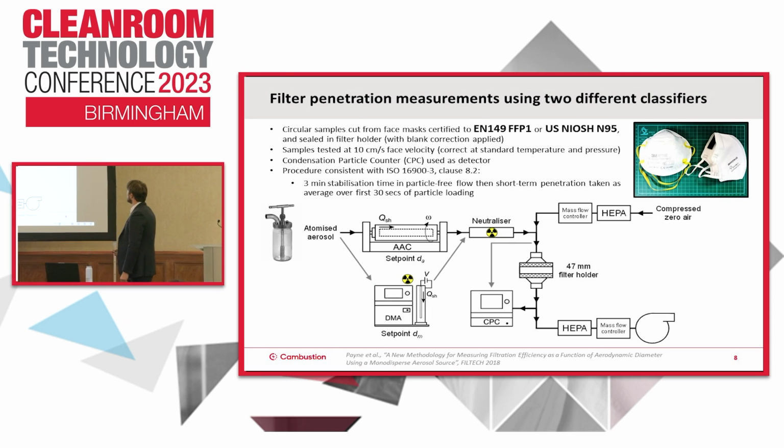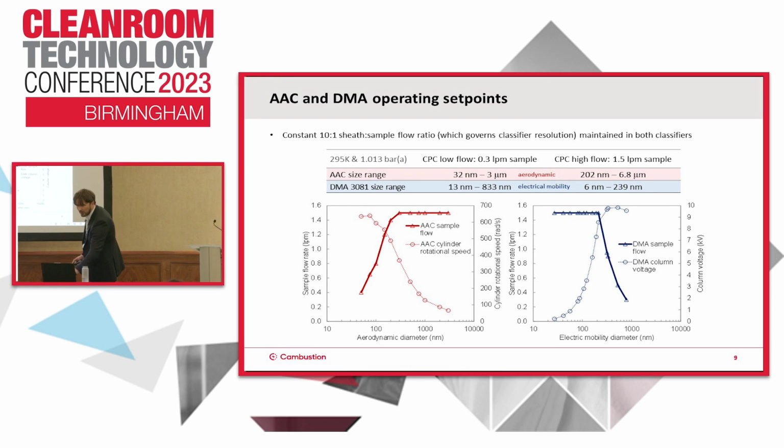So in a study we did previously, we were testing two face mask samples conforming to these standards here, and we were swapping in the two classifiers I've just mentioned back to back and comparing the penetration data. This slide just summarizes the operating set points. I think perhaps I'll leave that for people to go over. But it summarizes the size ranges of these classifiers. With the AAC moving into the microscale, the DMA will, particularly with various column designs, be able to classify down at the low sub-10 nanometer range as well.